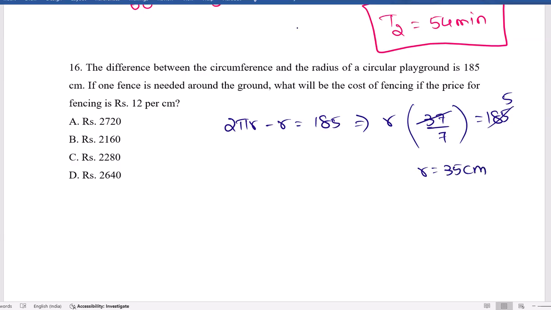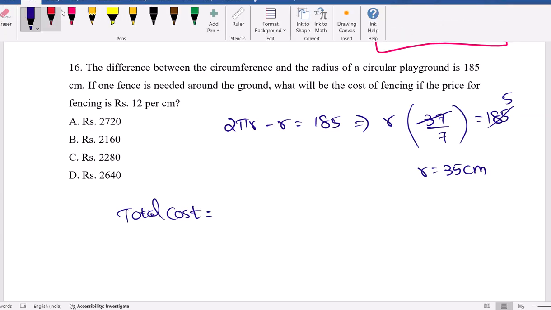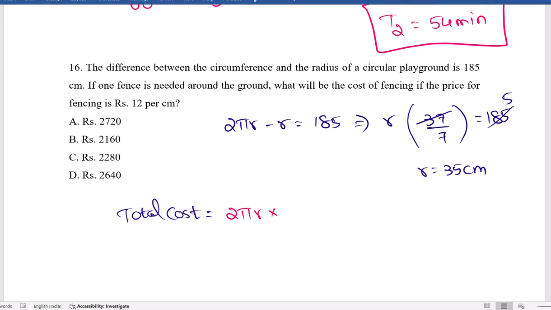Now if a fence is needed around the ground, what is the cost? Total cost is circumference into 12, because per centimeter it is 12 rupees. Circumference is 2 pi r into 12, which is 2 into 22 divided by 7 multiplied by 35 multiplied by 12. 60 into 44, 2640 is the cost.